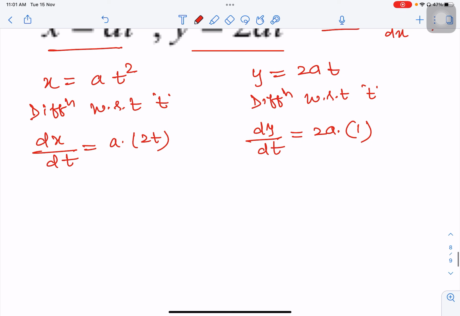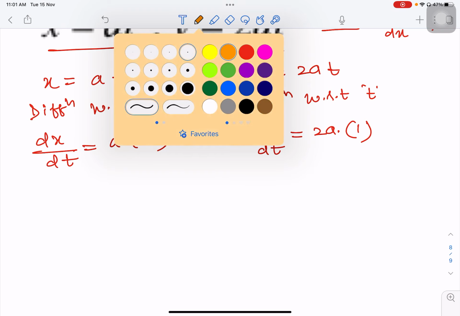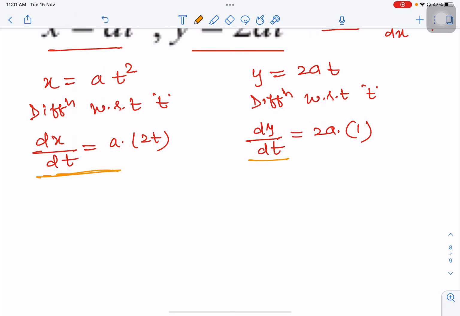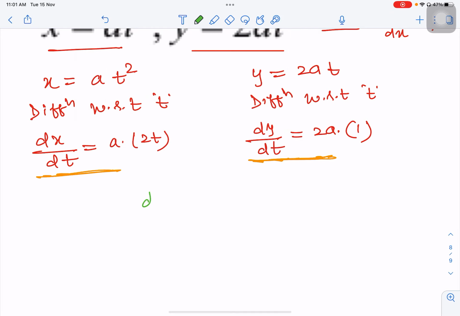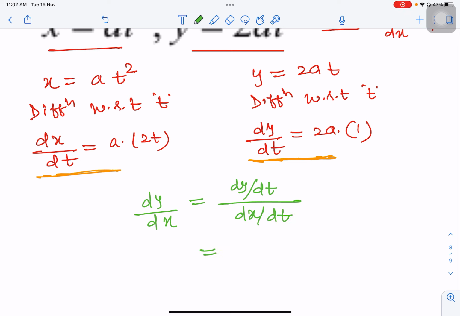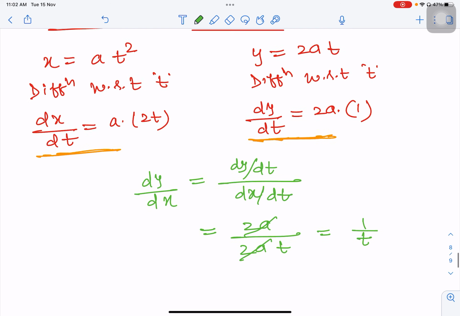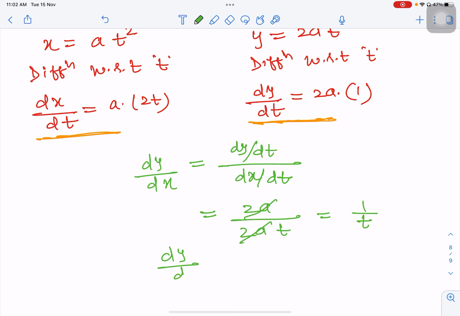1. So now we have dx by dt and we have what? Dy by dt. But our aim was to find what? Dy by dx. So dy by dx will be finally what? Dy by dx can be written as what? Dy by dt over dx by dt. We have the value for dy by dt, which is 2a. We have the value for dx by dt, which is 2at. This 2a and 2a will get cancelled. We'll have finally what? 1 by t. So finally what value of dy by dx did you get? 1 by t.